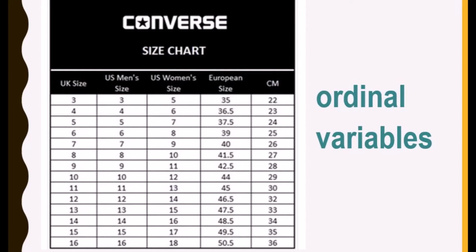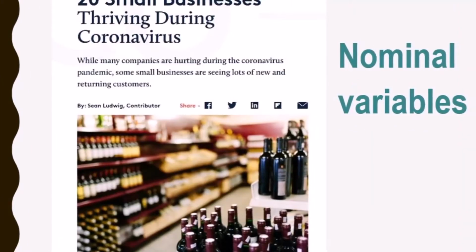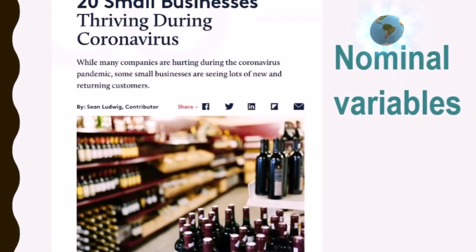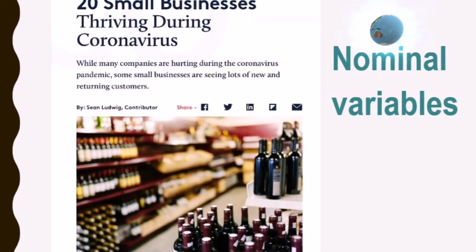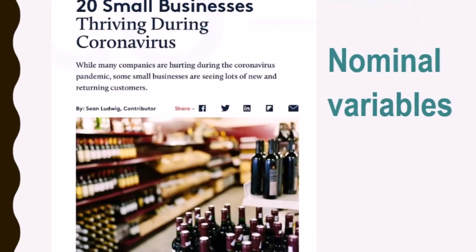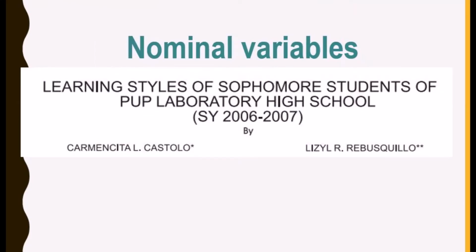Here comes the opposite of ordinal variables. We have nominal variables. This article presents a list of booming businesses during the COVID-19 quarantine. Therefore, it does not follow a sequence. It is just an enumeration of businesses during the quarantine. Here's another example of nominal variable. The learning styles being talked about in this study refer to the types of learner. Therefore, it is nominal since learning styles are equal with each other. Learning styles need not follow a sequence.